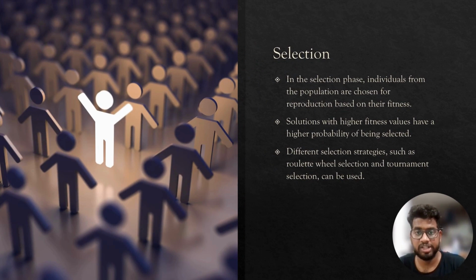Selection. In the selection phase, individuals from the population are chosen for reproduction based on their fitness. Solutions with higher fitness values have a higher probability of being selected. Different selection strategies such as roulette wheel selection and tournament selection can be used. Selection determines which chromosomes from the current population will be chosen as parents for the next generation. Various selection methods can be used, such as roulette wheel selection, tournament selection, or rank-based selection, as I've told you earlier. The probability of selection is proportional to the fitness of each chromosome, favoring better solutions.